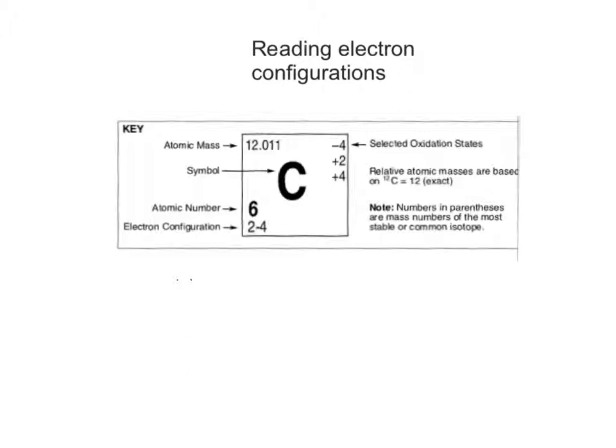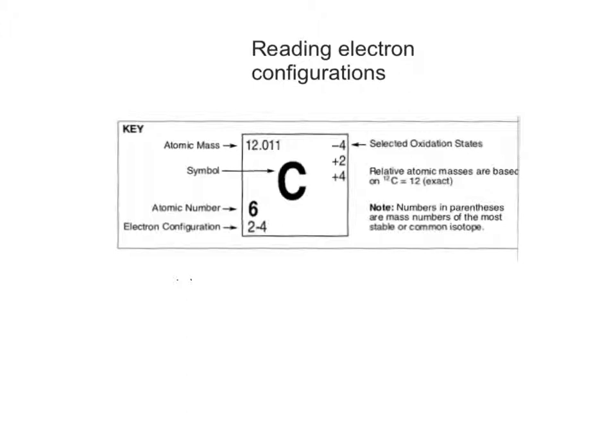Okay, now we're going to look in the top left-hand corner. In the top left-hand corner, we have atomic mass. The atomic mass is given to you right here, and that atomic mass is the average mass of all of the carbon atoms in the entire universe. There are many different carbon atoms. Some carbon atoms have masses of 12. Some carbon atoms have masses of 13. Some carbon atoms have masses of 14. But before we get into that, let's talk about what atomic mass is.